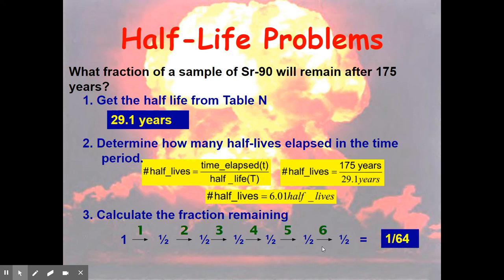If they asked, if you had 80 grams to start with, how much would remain? Instead of starting with 1 here, we would put 80 grams here. Then it would go to 40, then to 20, then to 10, then to 5, then to 2.5, then to 1.25. So the process is the same. It's just that your starting point, instead of being a 1, is whatever grams they give you. Okay?